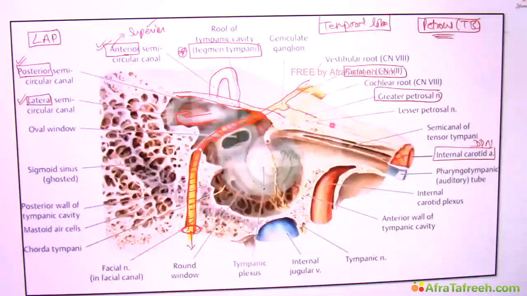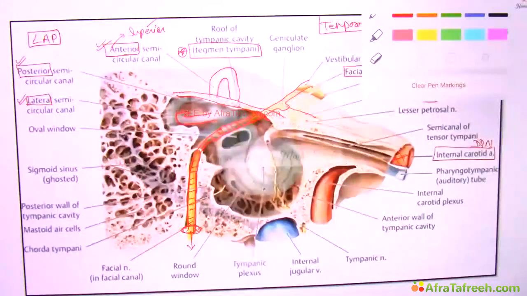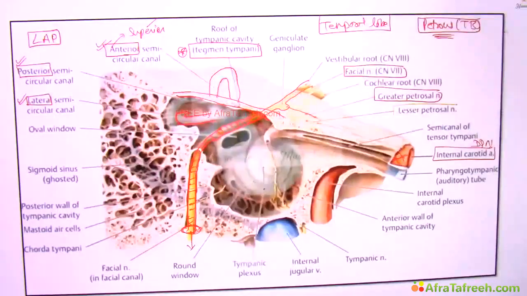And what about the lesser petrosal nerve? If you remember, we have discussed that the lesser petrosal nerve is supposed to carry the preganglionic fibers towards the parotid gland, coming from the tympanic plexus. So where is the tympanic plexus? The tympanic plexus is actually on the medial wall of the middle ear cavity. And what is there on the medial wall of the middle ear cavity? It is the basal turn of the cochlea.